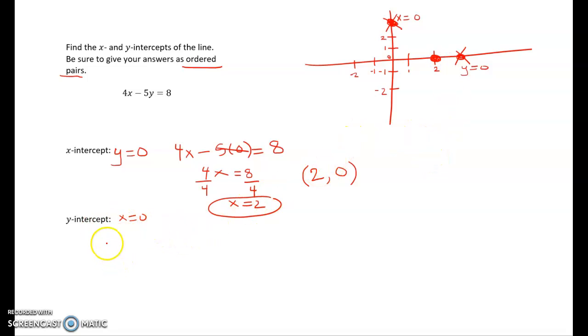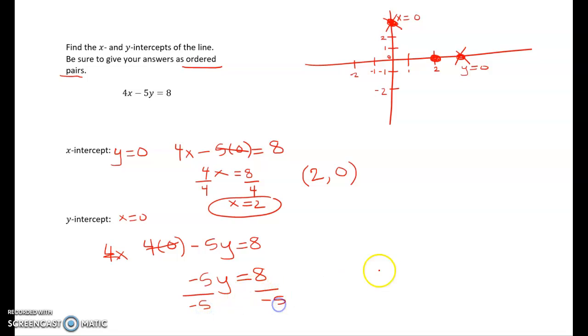So our y-intercept now, we have 4x. 4 times 0, we want to put 0 in for x at the y-intercept, minus 5y equals 8. So 4 times 0 is just 0. We still have a -5y. We want to keep that sign. So -5y equals 8. Divide by -5 on each side. So y will equal -8/5.